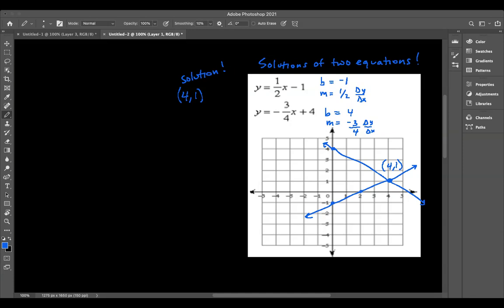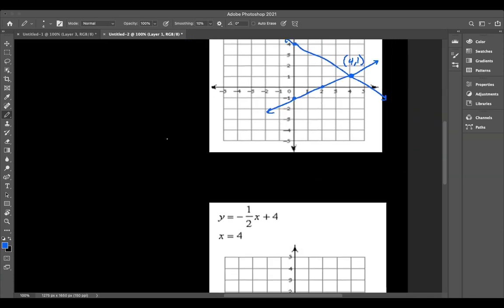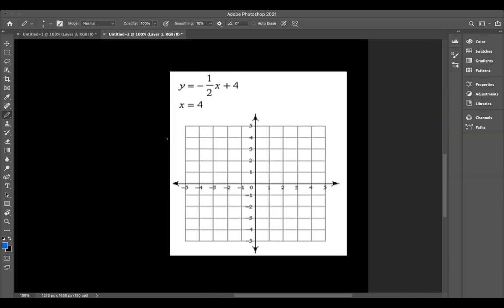Okay, so let me show you another one, and then we'll be done with this and let you guys go and practice. Okay, so look at this again. Now we have a different one. There's a strange one here. So we have to find the b.